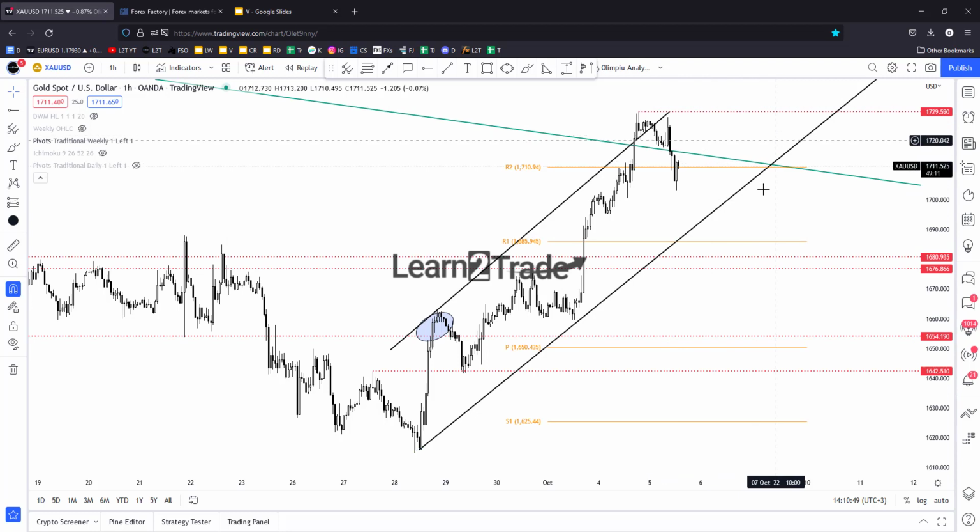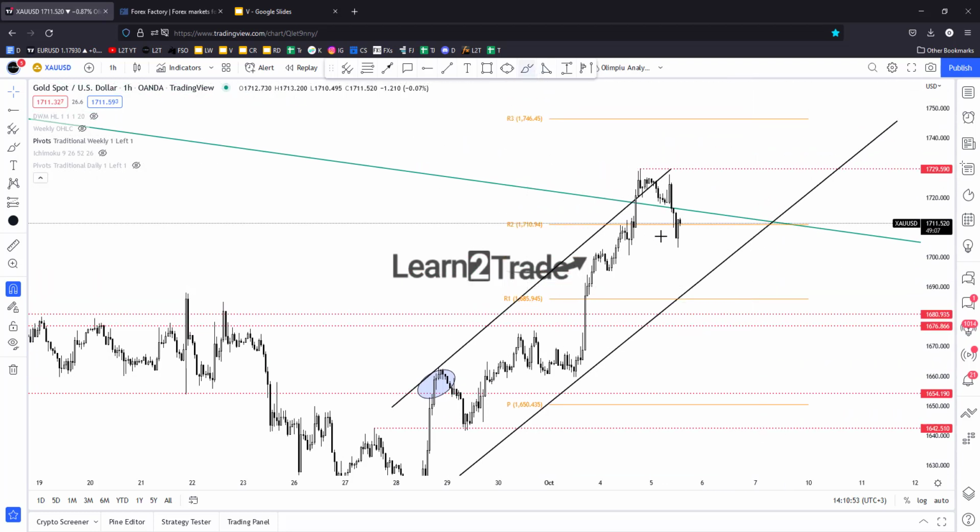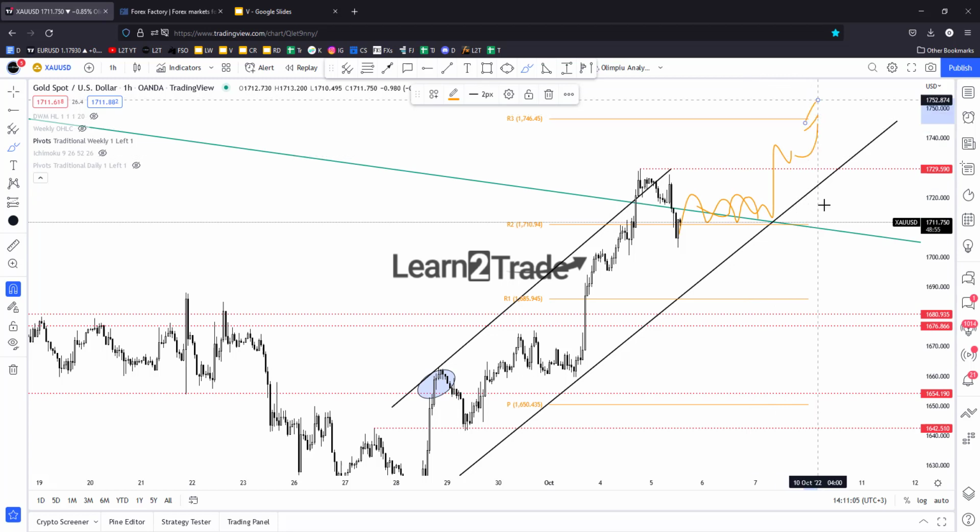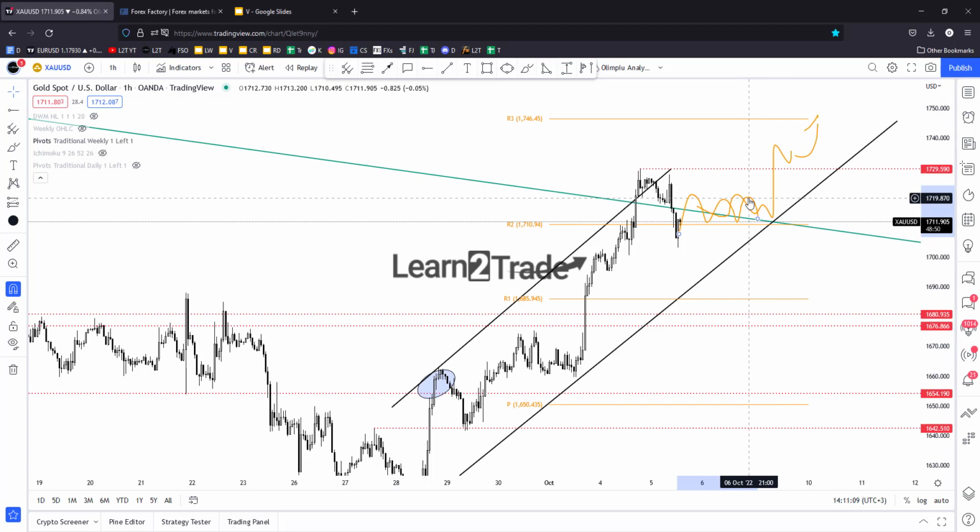Or if the price comes back above the broken downtrend line, if it consolidates in a sideways movement, if it tries to accumulate more bullish energy, followed by a breakout above 1,729, that could signal a potential upwards movement, upwards continuation.